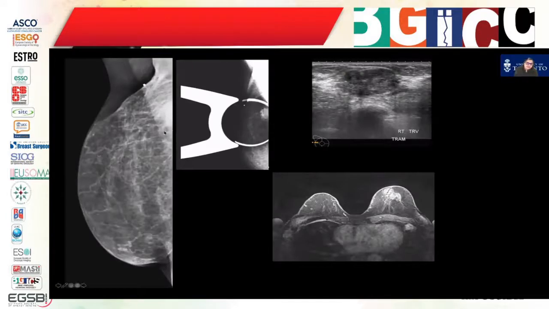Another deep recurrence here in the region of the axilla almost, and here it is, a big cancer here. So it can recur at the level of the axilla as well. So the reconstructed breast looks fine, but there is recurrence in the axilla.